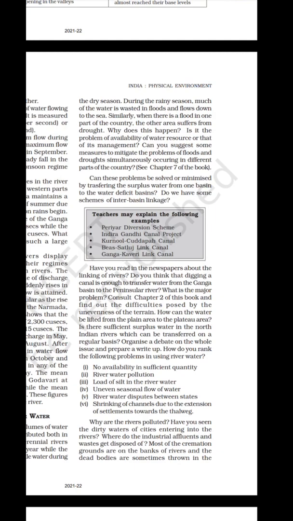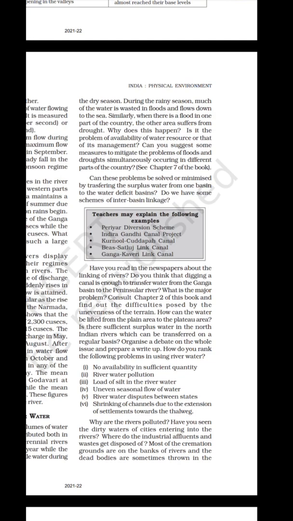Why does this happen? Is it the problem of availability of water resources or that of its management? Can you suggest some measures to mitigate the problems of floods and droughts simultaneously occurring in different parts of the country? See Chapter 7 of the book. Can these problems be solved or minimized by transferring the surplus water from one basin to the water-deficit basins? Do we have some schemes of inter-basin linkage?